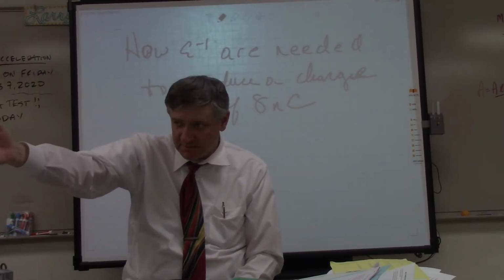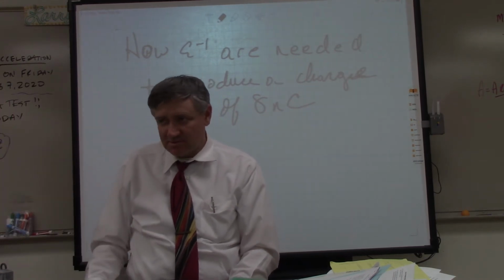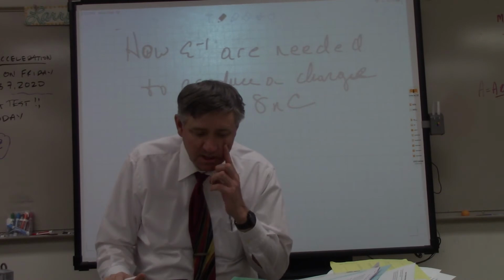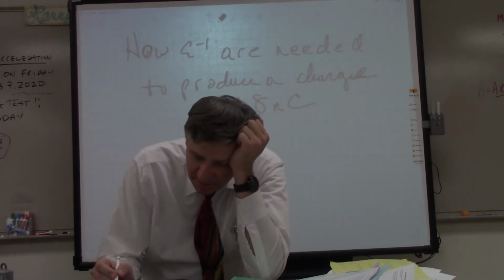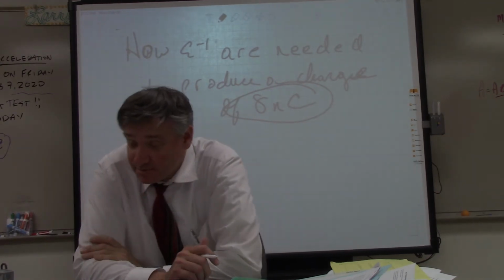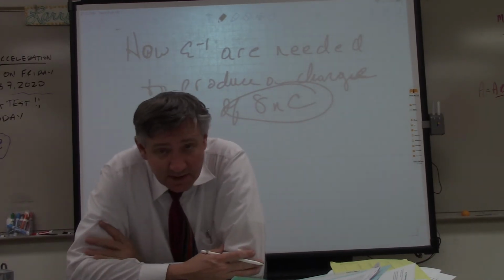You don't change the number of St. Bernards because it's just too much effort. So you change the number of chihuahuas. So, let's say that you want to create 8 nanocoulombs of charge. You want to know how many electrons that's going to take, right? So what can you do?